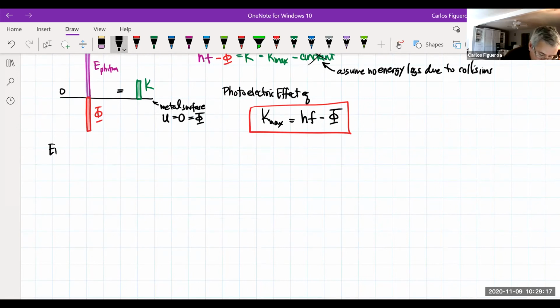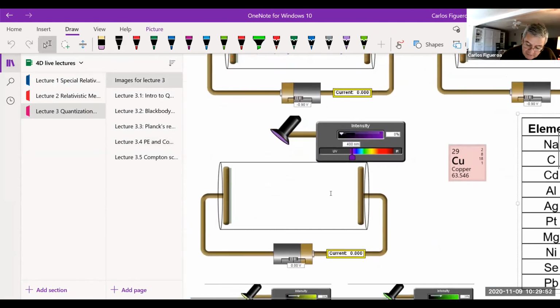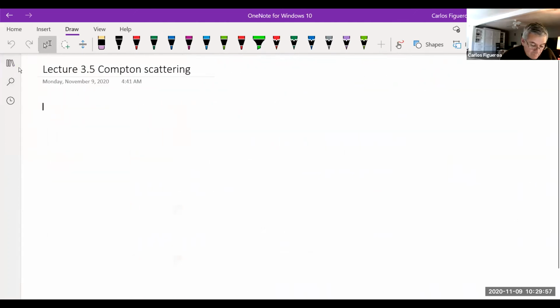So then what happens here is that he realizes that you can measure K max. So then Einstein says you can measure K max, which we already talked about, using what? The photoelectric effect experiment, right? And what I mean by that is that I've got to go get that image for the photoelectric effect here. And what we're seeing is this type of thing. So if I go get that image, I want to go get this guy right here. Oops.